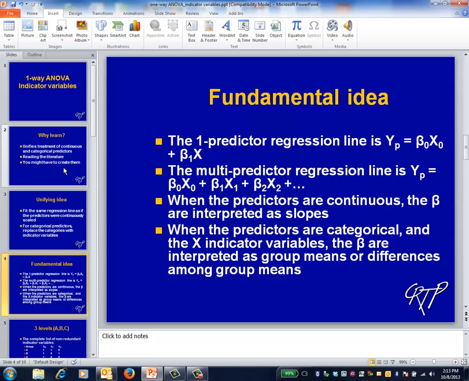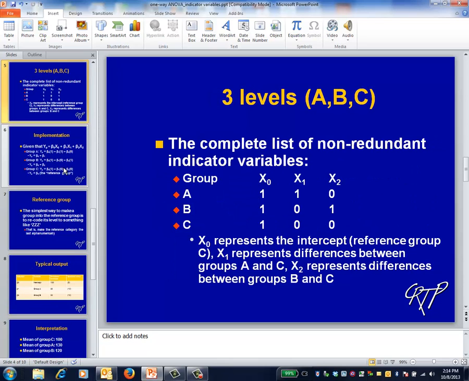This slide presents the same ideas using a few more symbols. The key point is that the regression coefficient, sometimes called the beta coefficient, has a different interpretation depending on the scale of measurement of the variable with which it is associated. For a continuous predictor, the regression coefficient represents a slope. For a categorical predictor, the regression coefficient is either a group mean or the difference between group means. More generally, the regression coefficient is derived from the pattern of group means.